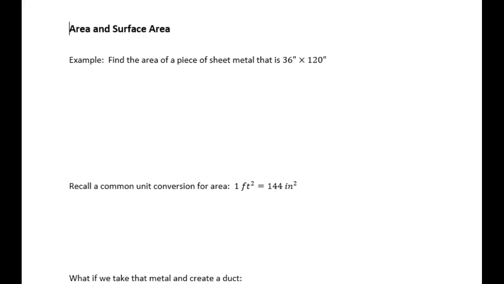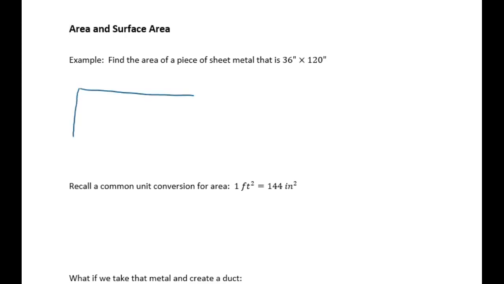We're going to look at area and surface area and what the differences are between those two. And we're going to do that by looking at an example. So our example says, find the area of a piece of sheet metal that is 36 inches by 120 inches. So let's start with drawing a picture of what that represents.